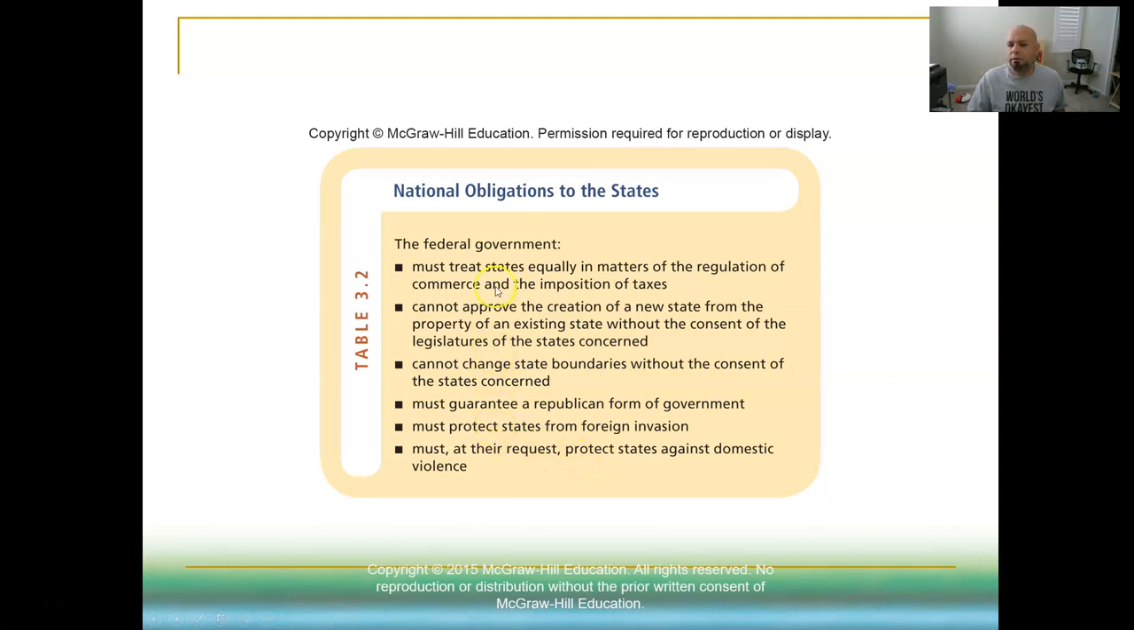It's pretty straightforward that they have to treat states equally. They can't favor one state over another. They cannot break apart a state. Only a state can break apart a state. So if California decided we wanted to be two different states, it would have to be us doing it, not the national government. So we'd vote internally to become two states, and then we'd have to petition Congress, and Congress might say, no, sorry, not a good idea. We're going to keep you one state. Or they might say, okay, you guys want to do it, we're going to break you into two states. Okay. They can't change state boundaries.